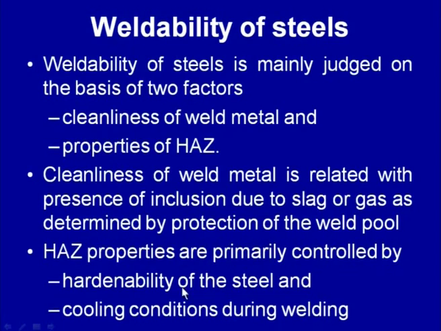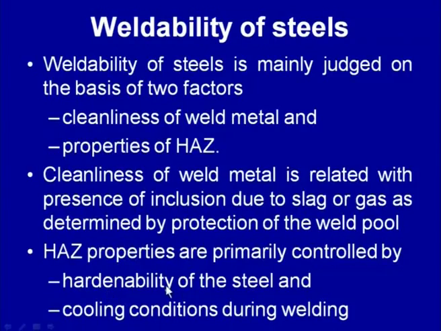Then HAZ properties are primarily controlled by the hardenability of the steel and the cooling conditions which are experienced by the steel during the welding. Hardenability of the steel indicates how easily steel can be hardened under the given conditions. In general, if the steel's hardenability is high, it can be hardened easily, and if it can be hardened easily, it will show greater embrittlement tendency and cracking tendency during the welding. So, in general, the higher the hardenability of the steel, the lower is the weldability of the steel.